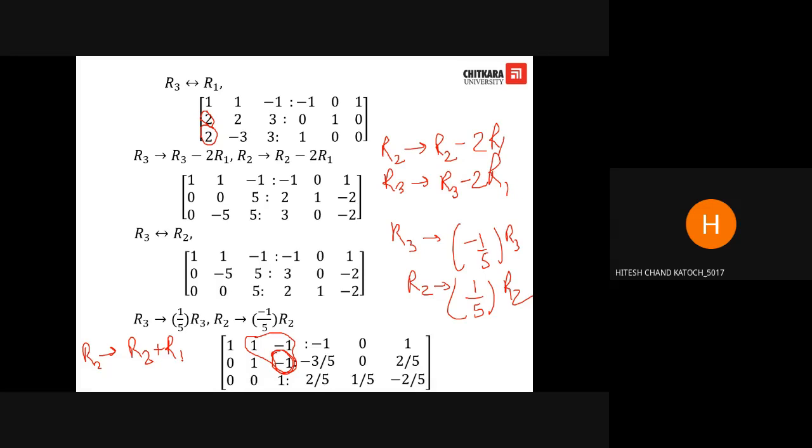Ma'am, we can do it with R1 also. Sure? Yes, ma'am. Okay. So if you are writing R2 implies, now Hitesh, you will tell me, beta. R2 implies R2 plus R3. Now do both the calculations quickly and tell me, should I go with this or this? Should I go with R3 or R1? Okay, ma'am. Do it, hurry up.